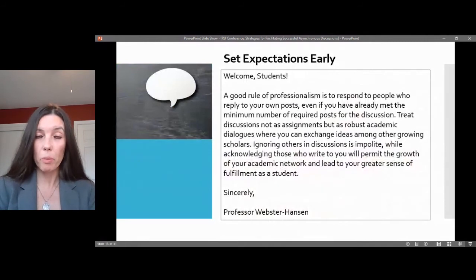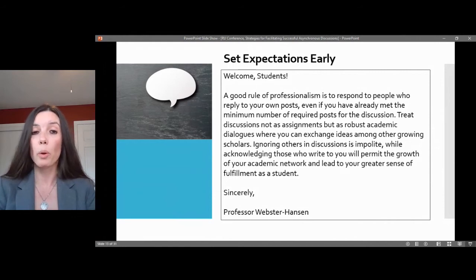Okay, this is important. Before the term begins, I always email my class to set the standard for discussion interaction. I tell students that a good rule of professionalism is to respond to people who reply to their posts, even if they've already met the minimum number of required posts for the discussion per the rubric. And I tell them they should treat discussions not as assignments, but as robust academic dialogues, where they can exchange ideas among other growing scholars.